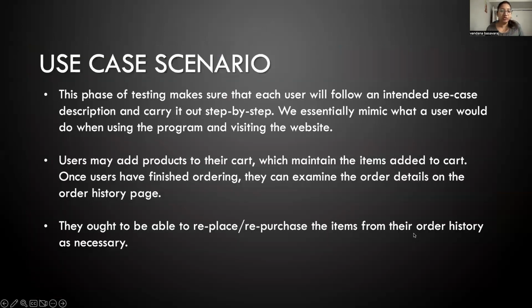Use case scenarios. This phase of the testing makes sure that each user will follow an intended use case description and carry it out step by step. So we essentially mimic what a user would do when using this program and visiting the website or the application. A user may add a product to their cart, which maintains the items added to the cart. And once users have finished ordering, they can examine the order details on the order history page.